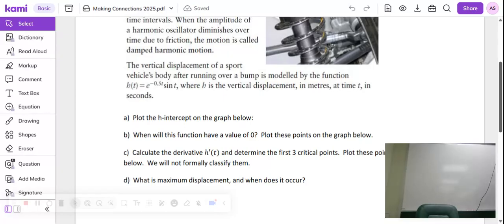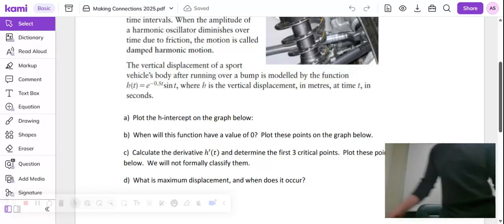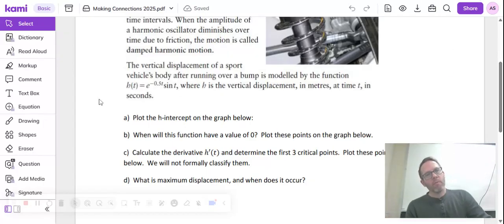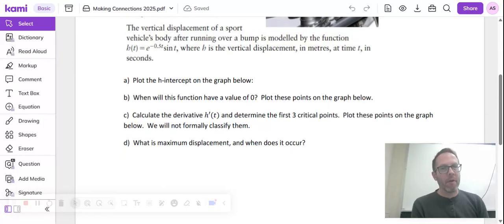So we're going to plot what this function looks like using the skills we have, and then just have a bit of a conversation. And then, that's it. It should take about 10 minutes, and you guys can get on to the assignment. So, let's graph this function.